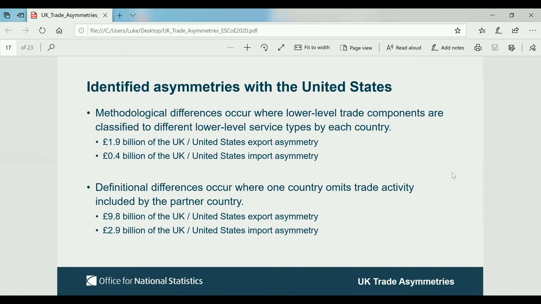So at the time of doing this analysis, and at the time of publishing our most recent article, which was back in February this year, the United States wasn't presenting any data on FISIM, financial intermediation services indirectly measured, nor were they presenting anything on net spread earnings. So they contributed quite a lot of that £9.8 billion, and we also noted that they weren't including passenger sea transport, so that accounted for about £1.5 billion of the asymmetry.